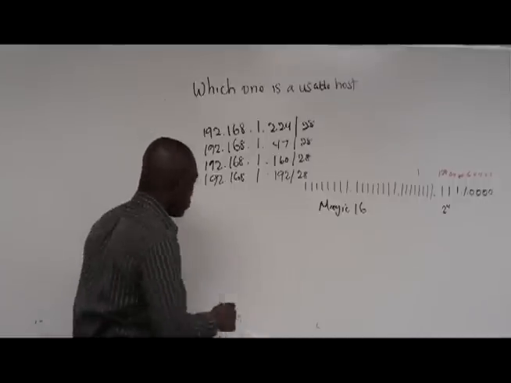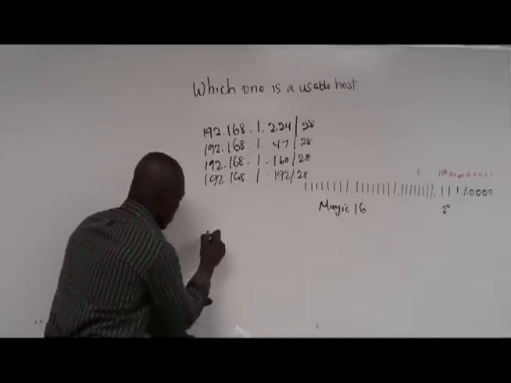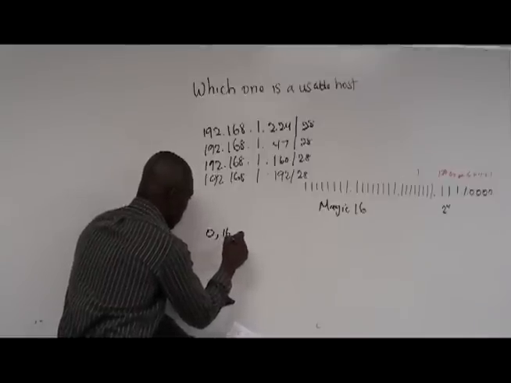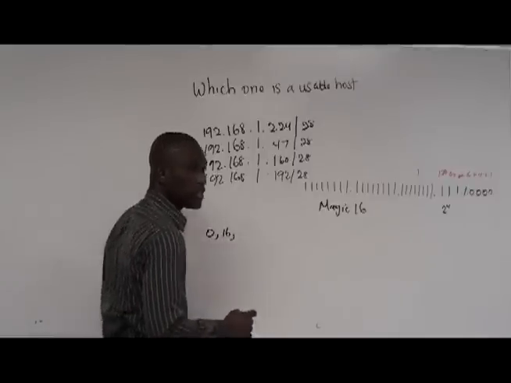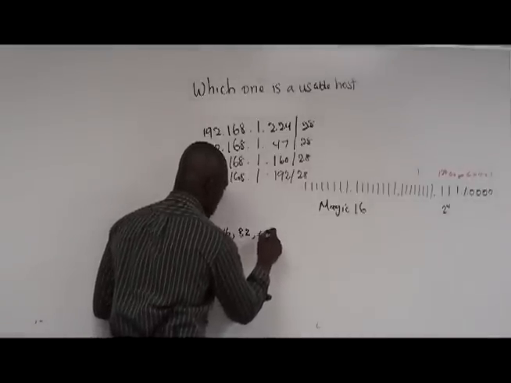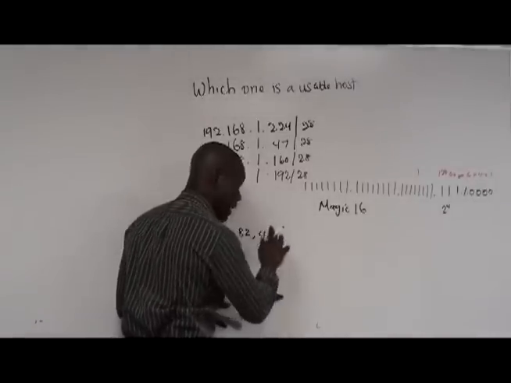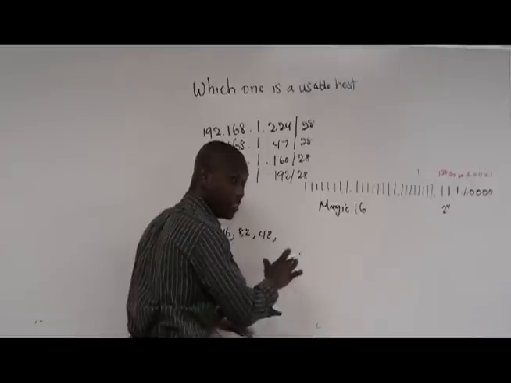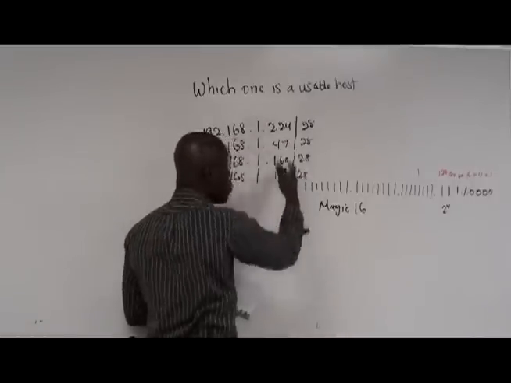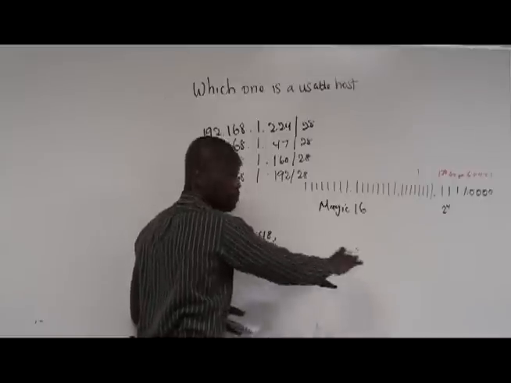Get your calculators out. So your first network would be what? 0. Your second network would be 16. What would be your next network? 16. 32. Next one? 48. Go ahead. We had to get 16 of these. That's the only way you know. Let's go, because we had to know which one is a usable host here. So we had to go right up to the top.